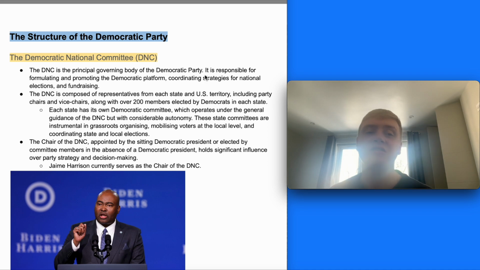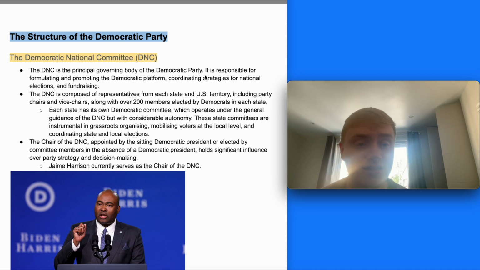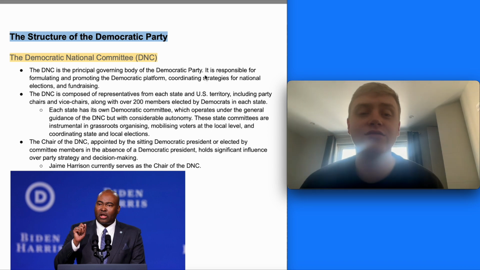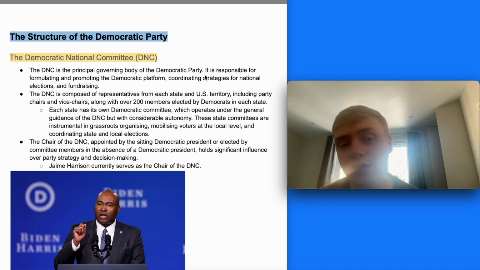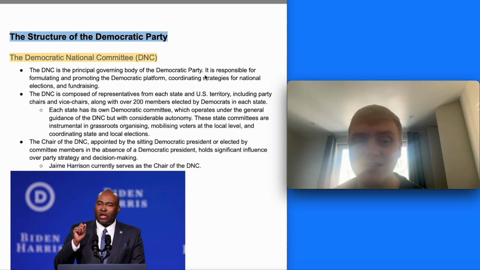What we're going to have a look at now is the structure of the Democratic Party. Firstly, the Democratic National Committee is the principal governing body of the Democratic Party, responsible for formulating and promoting the Democratic platform, coordinating strategies for national elections and fundraising. It's composed of representatives from each state and US territory, including party chairs and vice chairs, along with over 200 members elected by Democrats in each state.